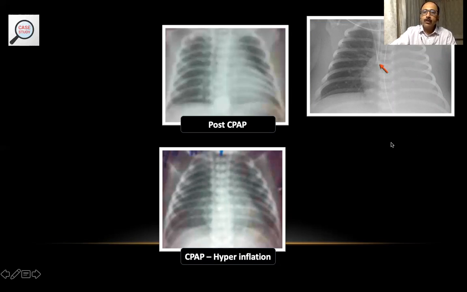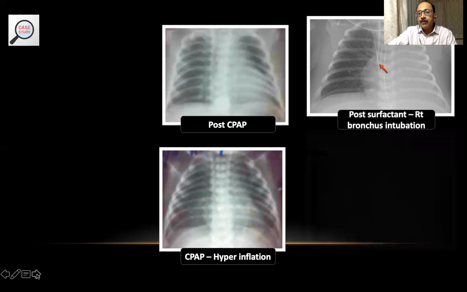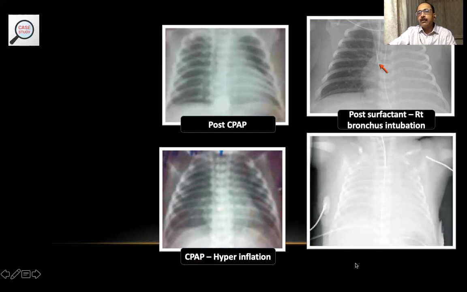Okay, so that is one common complication that you should be aware of. And now look at this baby, the same baby post surfactant. Instead of improvement, you find that there is diffuse, bilateral, extensive, symmetrical, homogeneous opacification. So what we anticipated was recovery following surfactant administration, but here what we demonstrate is deterioration. And when such deterioration takes place, we would think in terms of a whiteout lung.